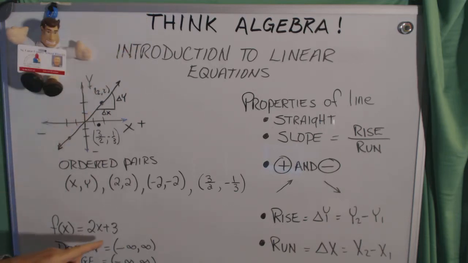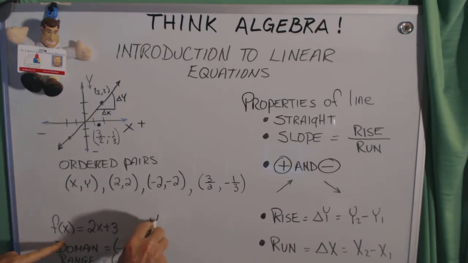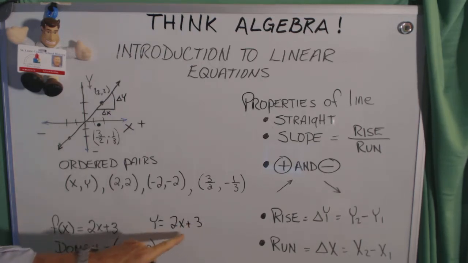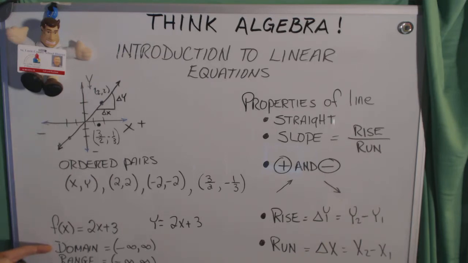And if I want to find out a particular answer, I change that f of x to y equals 2x plus 3, and then I can plug in a value of x and find out what the y is. So that gives me a single answer, whereas f of x describes the whole function. And in this case, the domain, which is all the x values, can go from minus infinity to plus infinity, and the range is going to be all the y values, all the answers, and that can also go from minus infinity to plus infinity.